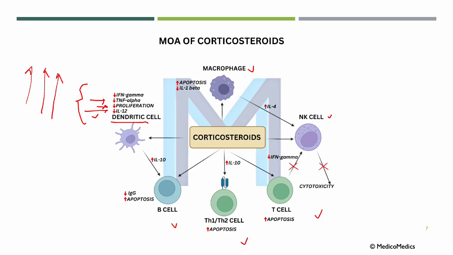So the effect would be a reduction here. And that goes sort of hand in hand with an anti-inflammatory effect. What about the effect of corticosteroids on macrophages? Well, in macrophages, corticosteroids increase apoptosis. And apoptosis means programmed cell death. So it increases, essentially, the destruction of macrophages.